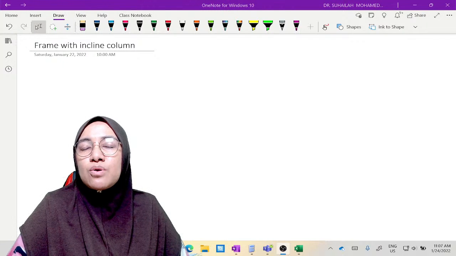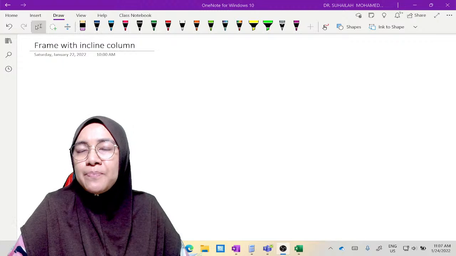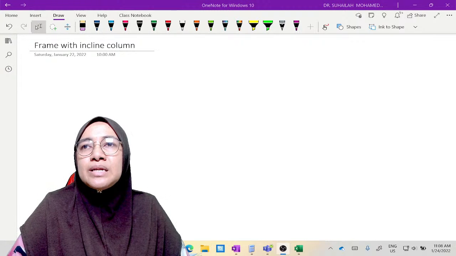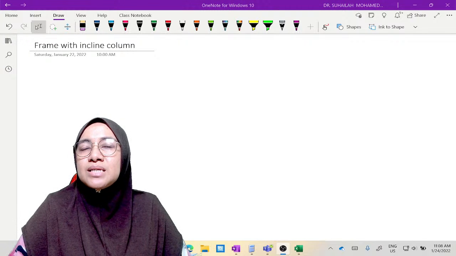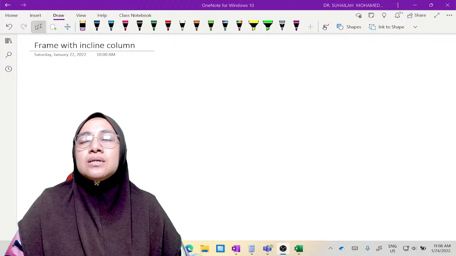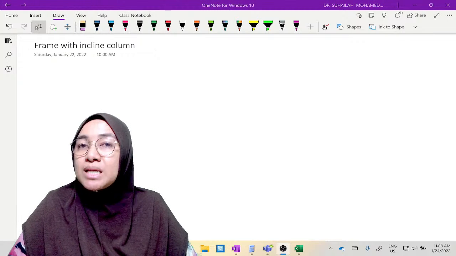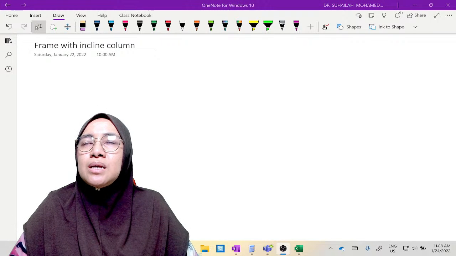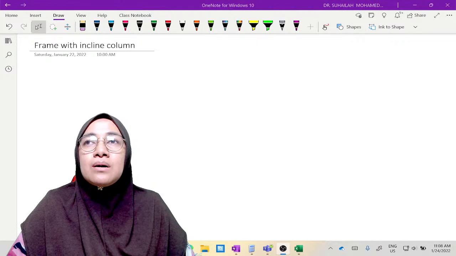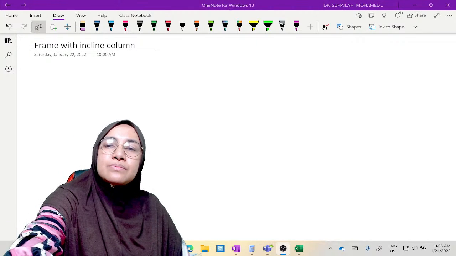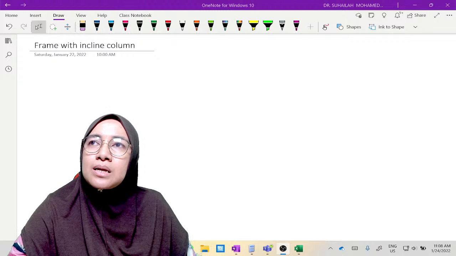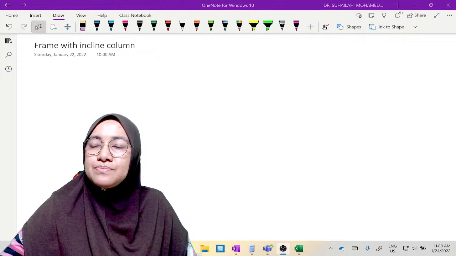So that will be the process to analyze frame with side sway for all types of frame, because we do not need to actually know the value of delta. What we do is make an assumption based on the diagram, based on the geometry of the frame. And for the frame, we do not only have one type of frame. It depends on the side sway. Side sway means the delta in the frame.